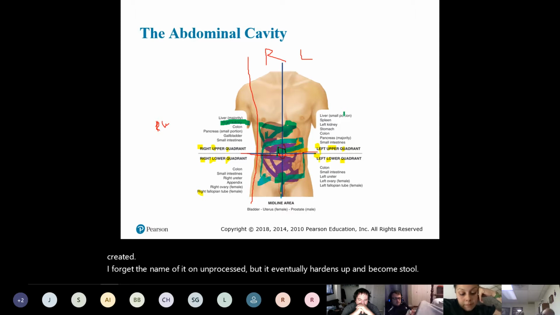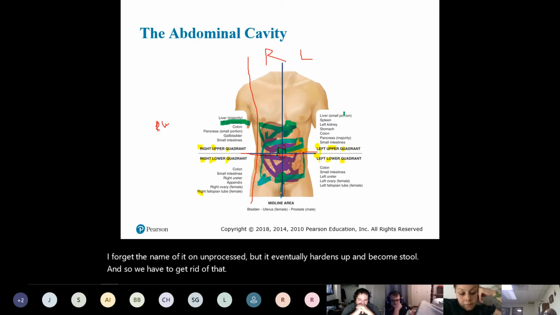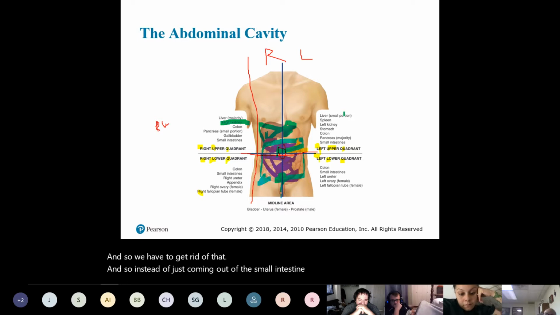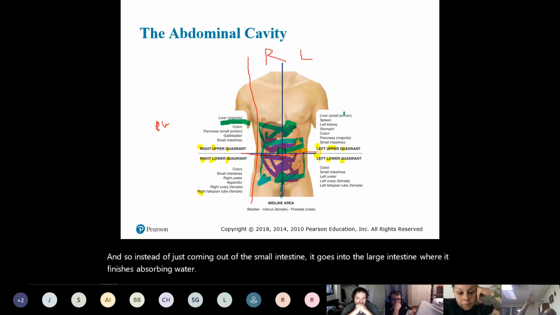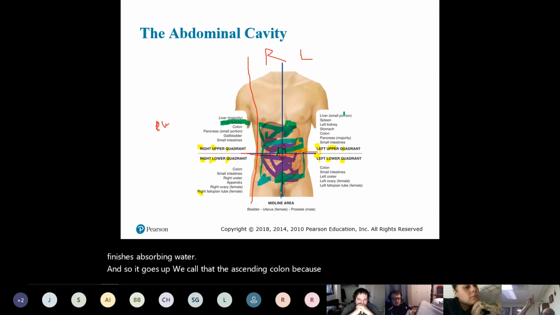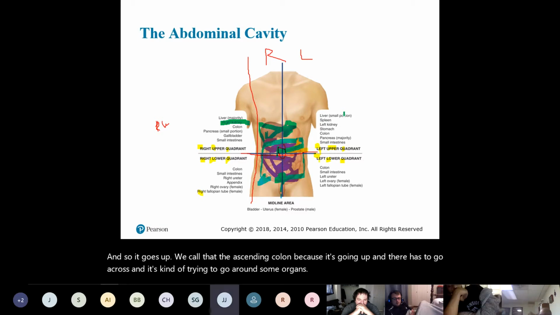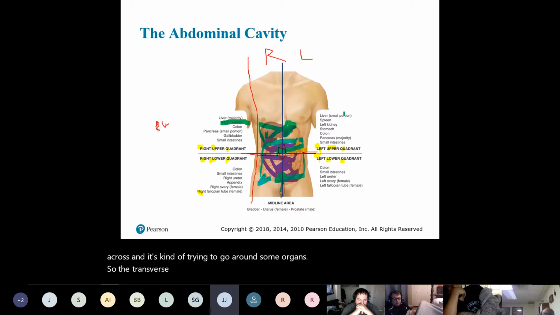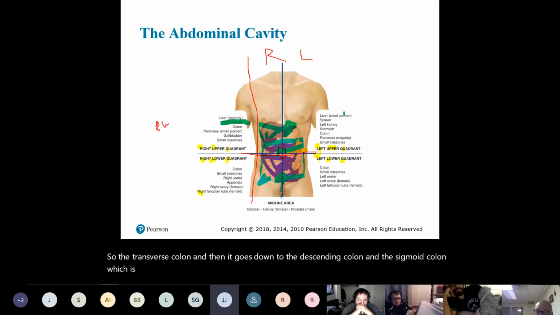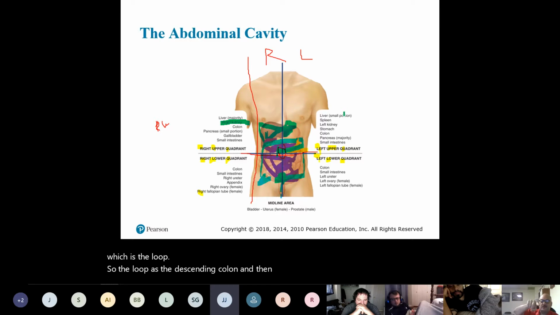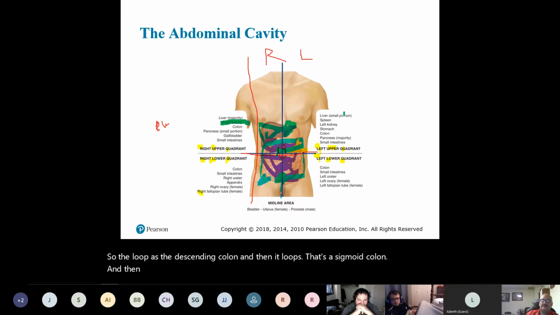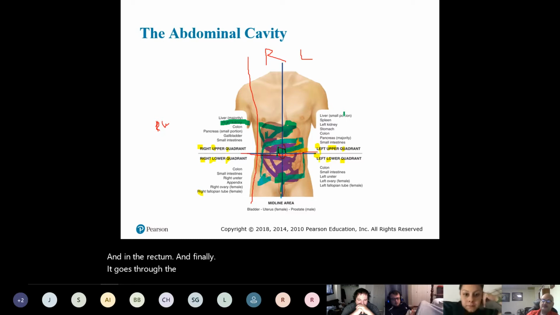And so instead of just coming out of the small intestine, it goes into the large intestine where it finishes absorbing water. And so it goes up. We call that the ascending colon because it's going up, and then it has to go across. It's kind of trying to go around some organs. So the transverse colon, then it goes down to the descending colon, and then the sigmoid colon, which is the loop. So the loop is the descending colon, and then it loops, that's the sigmoid colon, and then the rectum, and finally it goes through the anus and out into the water. In other words, the toilet.